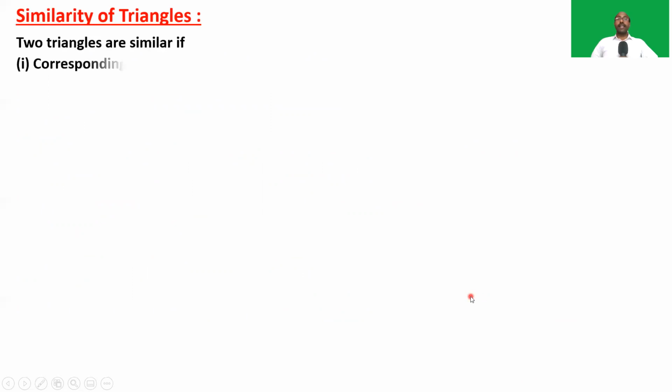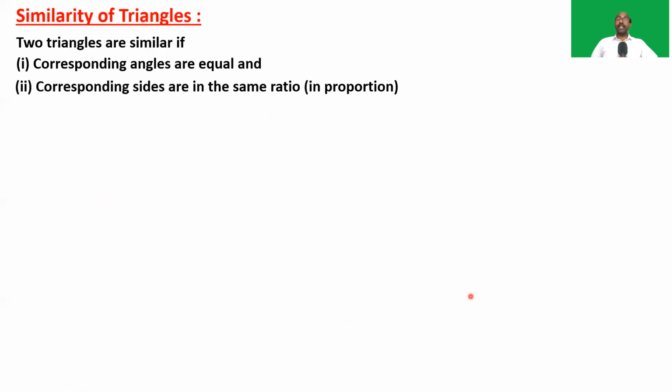Okay, so let us discuss the similarity of triangles. Two triangles are similar if corresponding angles are equal and corresponding sides are in the same ratio. That is, they are in proportion.